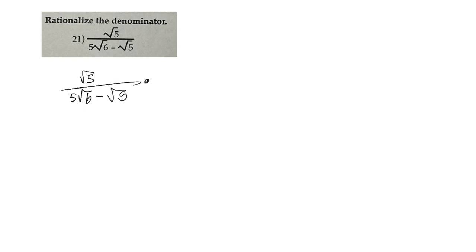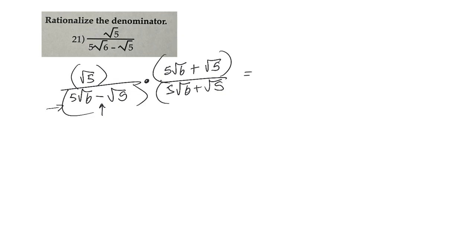And I need to multiply top and bottom by the conjugate of the denominator. So that would be 5 root 6 plus root 5, and 5 root 6 plus root 5. Notice you only change the middle sign. Okay, now you multiply things. So it's just the regular FOIL thing. I guess FOIL on the bottom and the distributive property on the top.